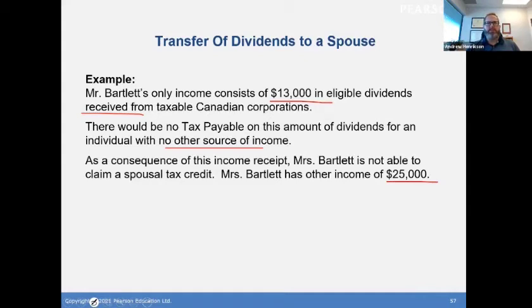So this is looking at transfer of dividends to a spouse. These situations we're looking at, normally you're talking about a spouse, children, right? Close family.